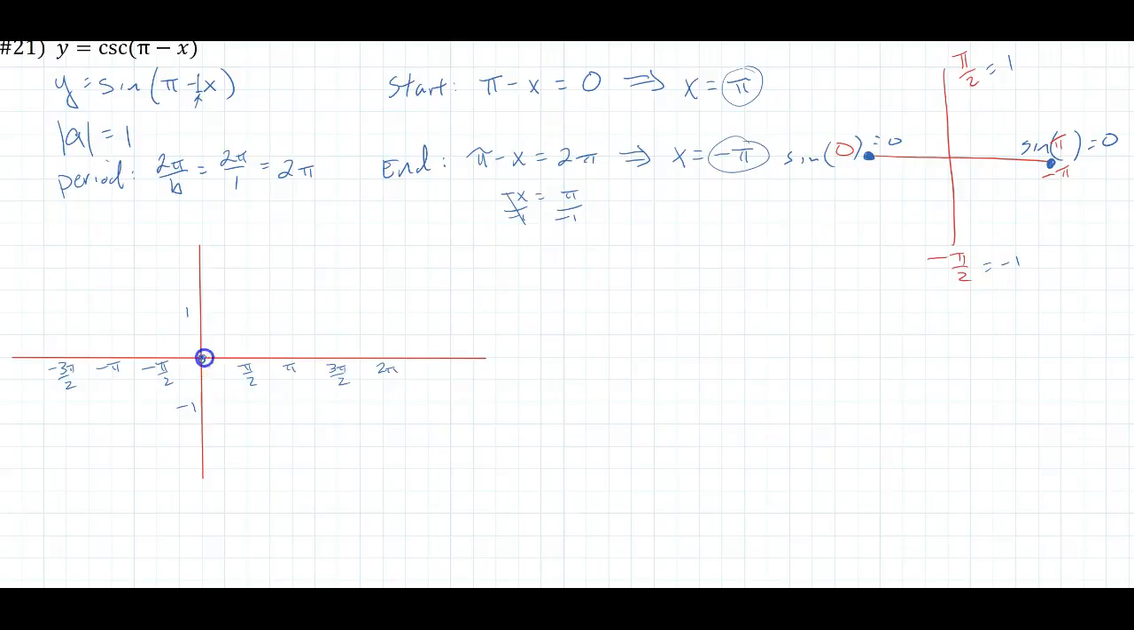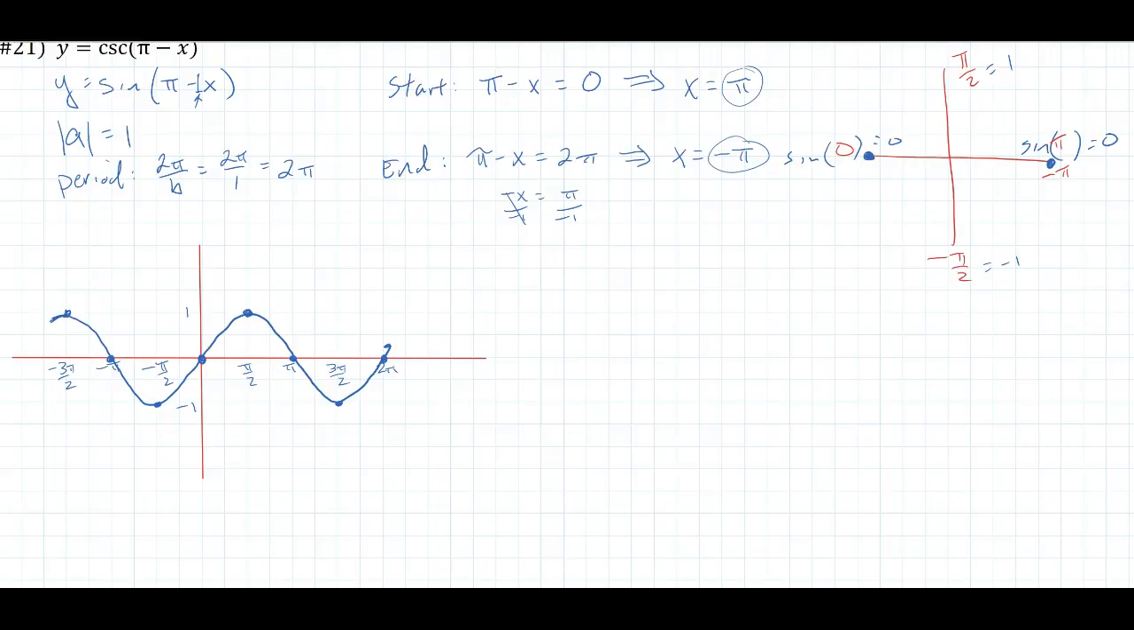We start at 0. At pi halves, I'm at 1. At pi, I'm at 0. 3 pi halves, I'm at negative 1. And nothing really changes. It just looks weird because we had the backwards intervals. So that's my sine graph.